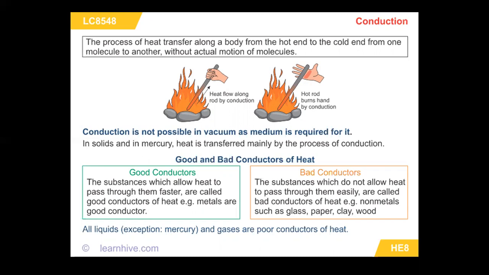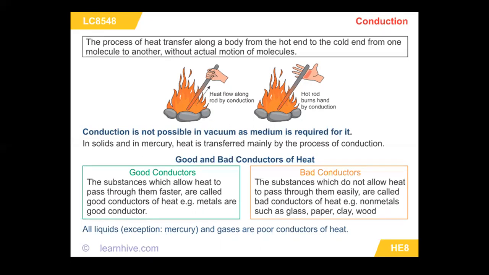Now, solids and mercury from liquids are the two materials where the energy can be transferred through conduction. So mercury is a liquid, and this is an exception for liquids to transfer heat by conduction.